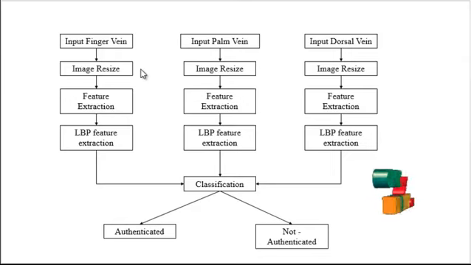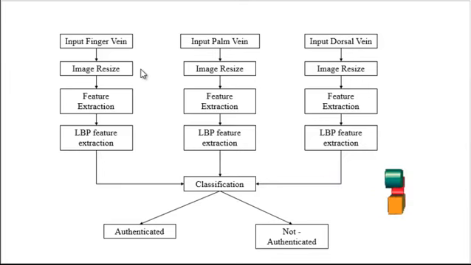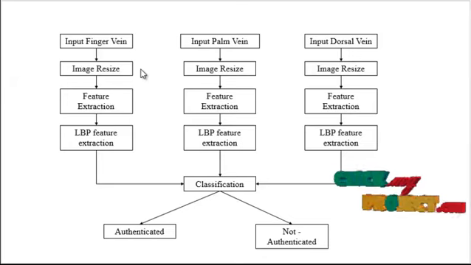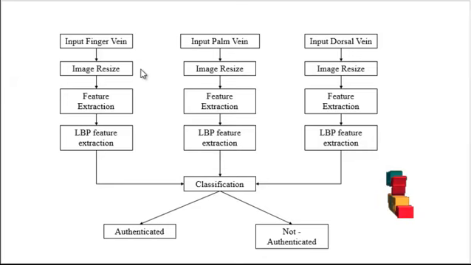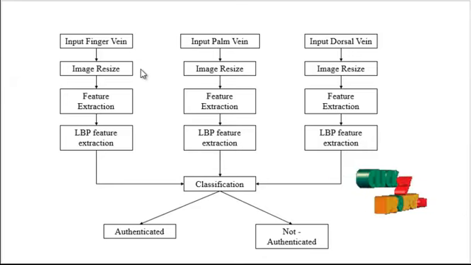Feature extraction is nothing but the collection of data from the image, in terms of pixel values, by means of three stages for finger vein, palm vein and dorsal vein. After extracting these, we move to classification. Before that, let me elaborate on LBP, local binary pattern, which is the algorithm used to extract the features from the image. The reason for choosing LBP is that finger vein, palm vein and dorsal vein all have unique patterns.